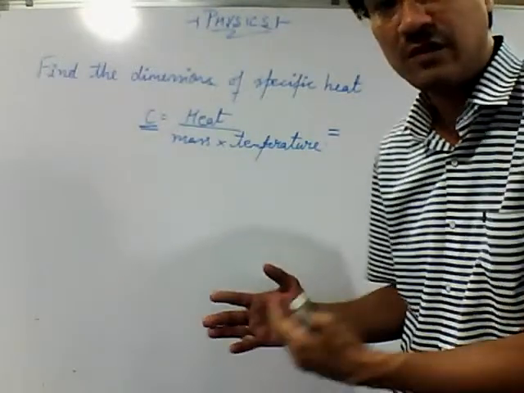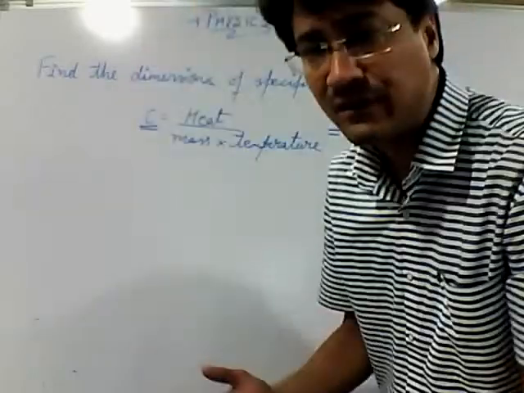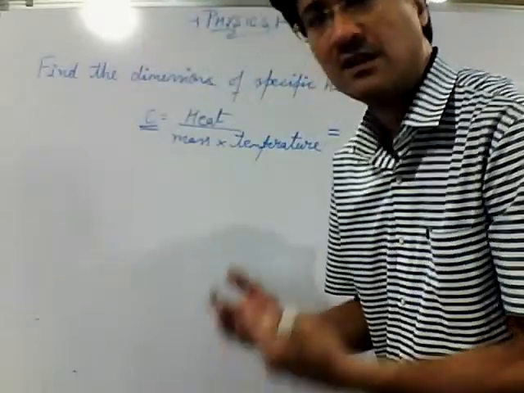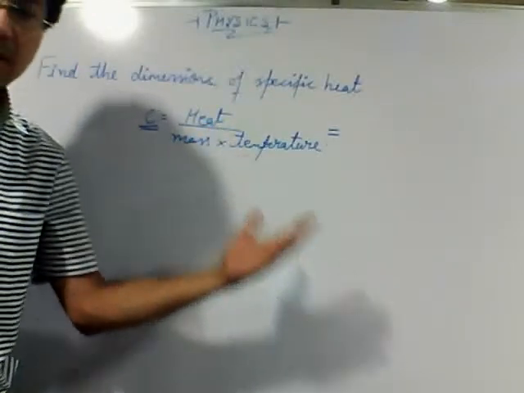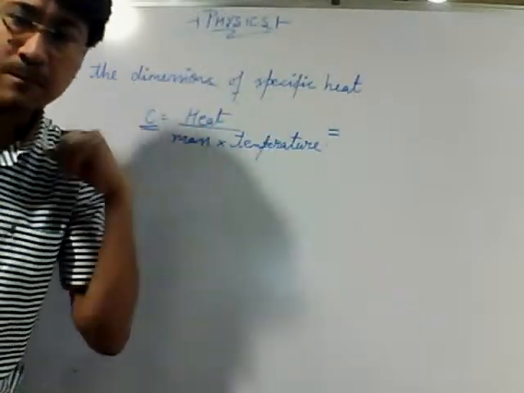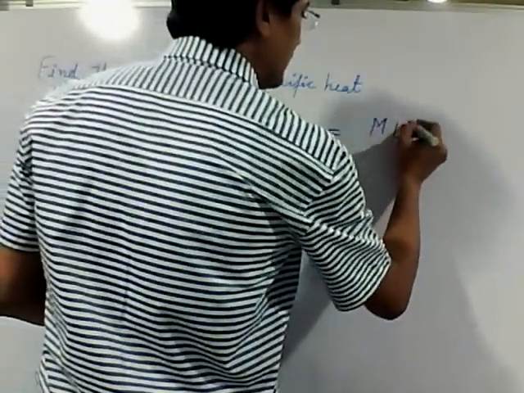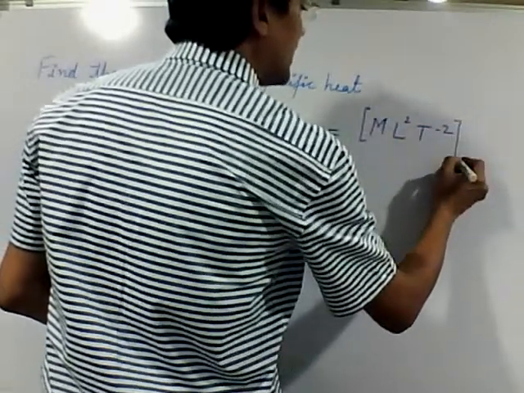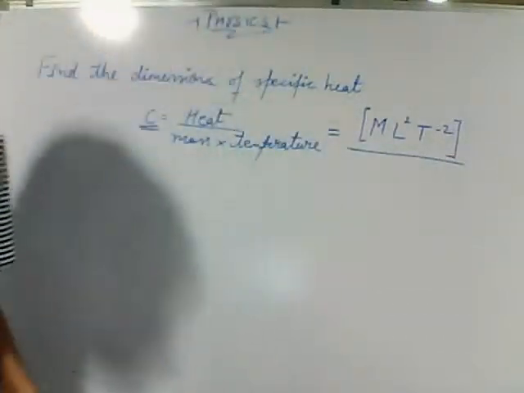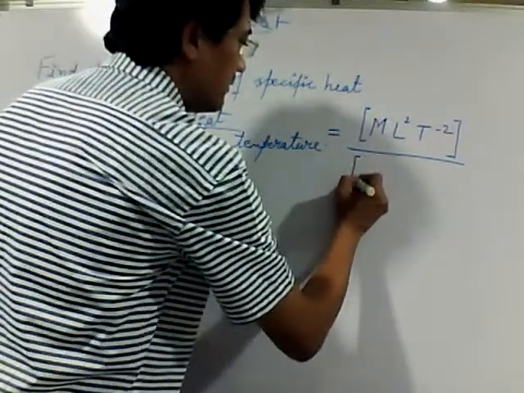It belongs to the family of energy. And we very well know that in the same family, the members have the same dimensions. So heat will have the same dimension as that of energy. And what is the dimension for energy? It is ML^2T^-2, divided by mass. What is the dimension of mass? M.